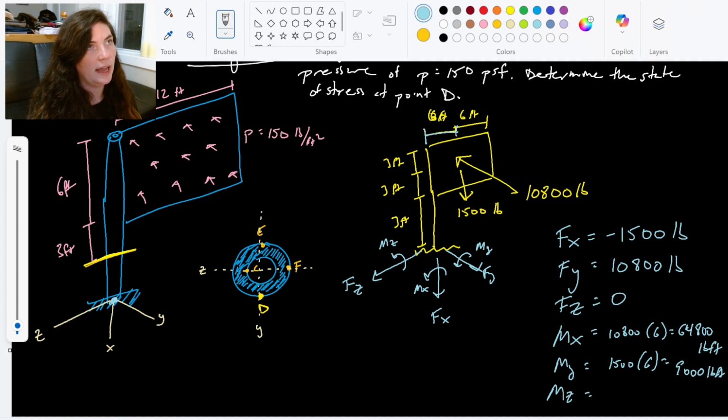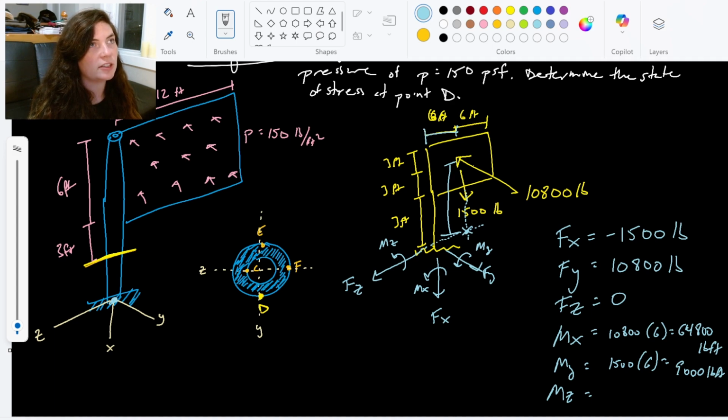And then my final one, Mz. Which ones do I have contributing to Mz? Notice my 1,500 pounds actually intersects the z-axis. It can be a little bit hard to tell from the pictures, but if I were to extend both of these lines out, I would see that their lines of action are actually intersecting, which means that it's not contributing to the moment. The only thing that would be contributing to the moment is this 10,800 pounds, and this distance here from this force to the z-axis is 3 plus 3, 6 feet once again.